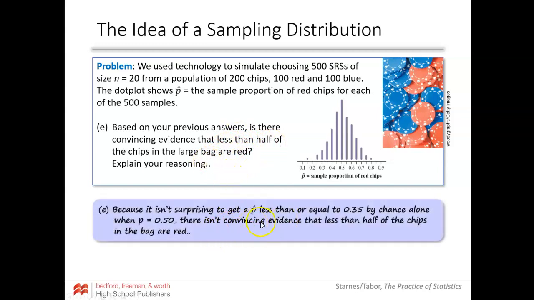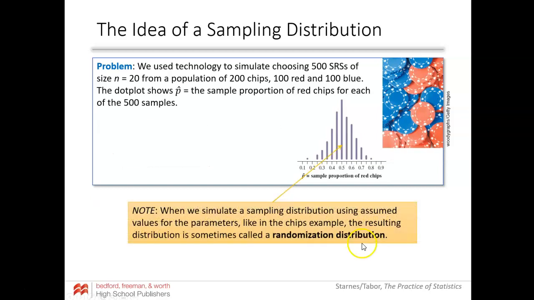So it's not surprising that we got that 0.35 because if we look at the simulation distribution, we're noticing there's quite a bit of chance in these simulations that it's going to happen. So it isn't surprising to get a p-hat less than or equal to 0.35 by chance alone when the probability is 0.5. There is not convincing evidence that less than half the chips are red. So Ms. Lynn is likely telling the truth.